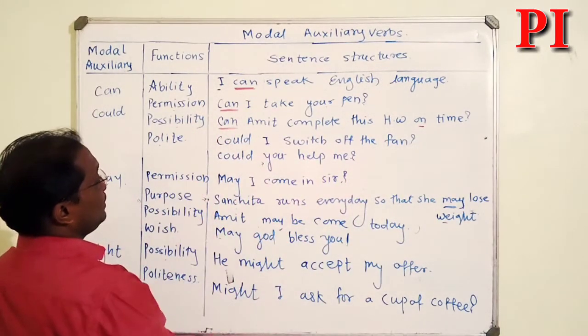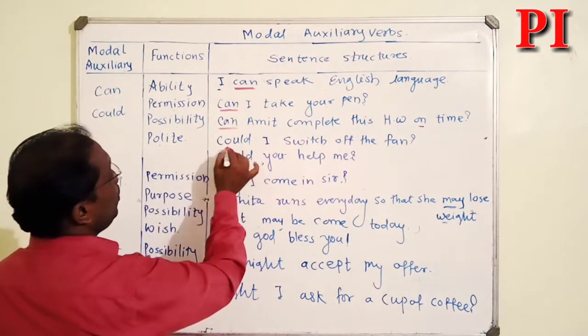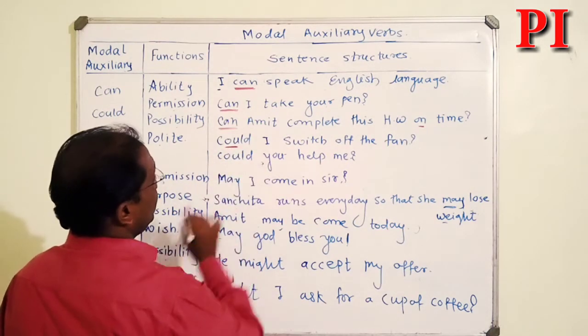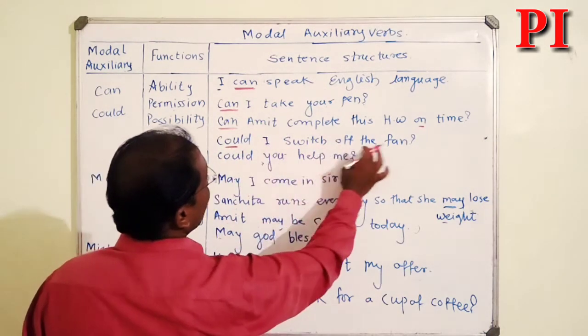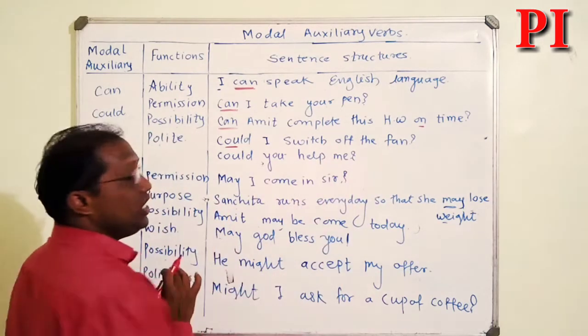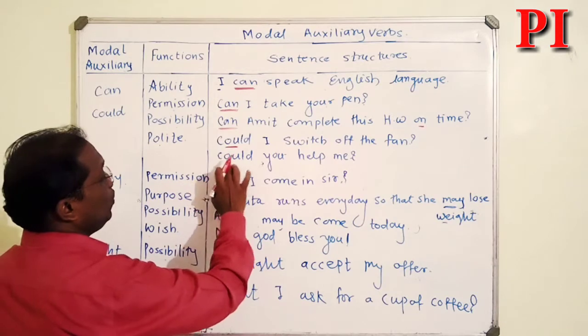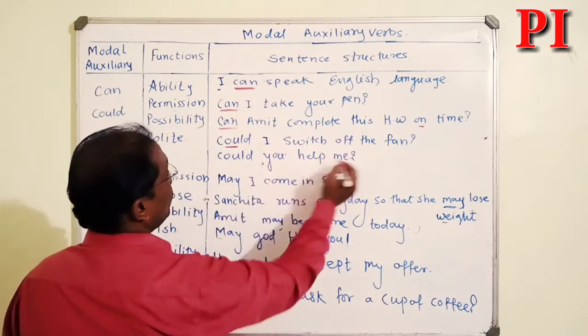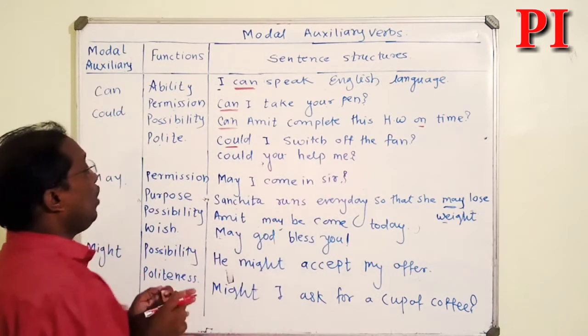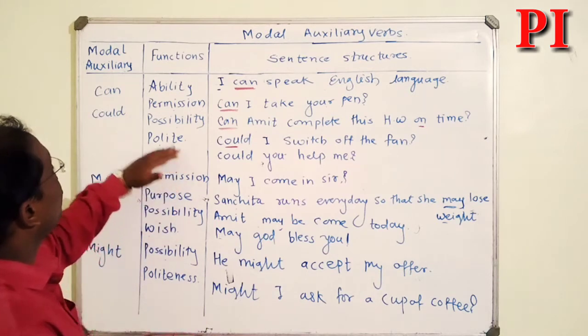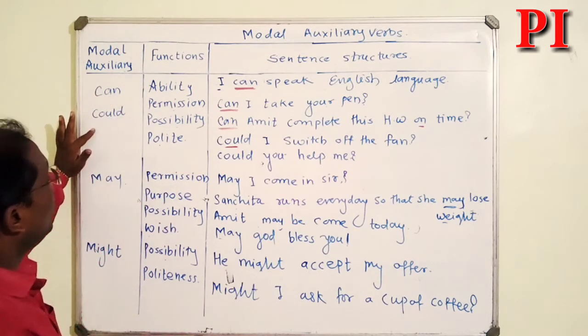Then politeness: could is used here in the sentence. Could I switch off the fan? Then the second use here: Could you help me? For that purpose, we use can and could here.